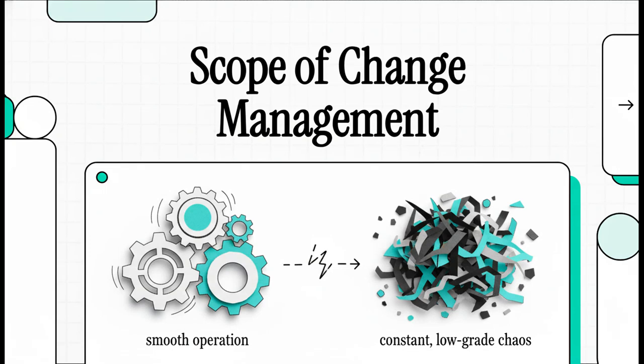All right, let's break down a really critical concept for any IT team that wants to stay organized: the scope of change management. Now I know it sounds a little dry, but trust me, getting this right is the difference between a smooth running operation and just constant chaos.